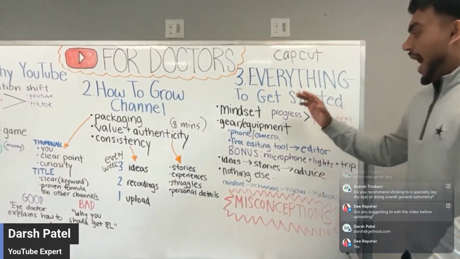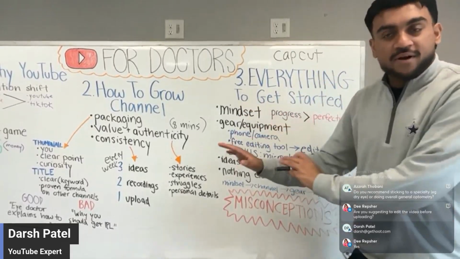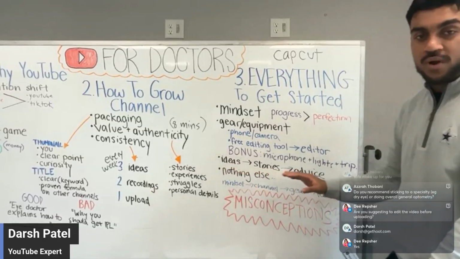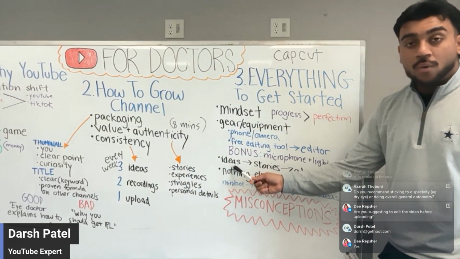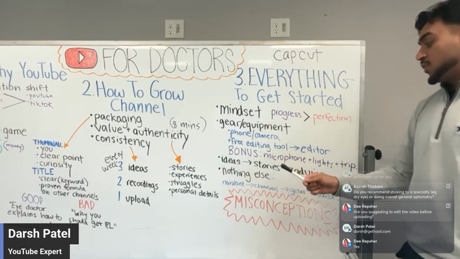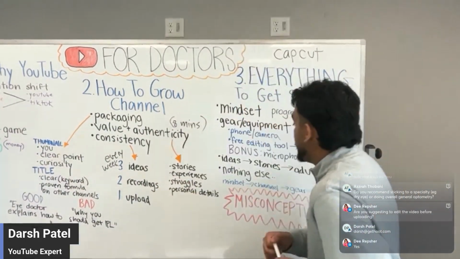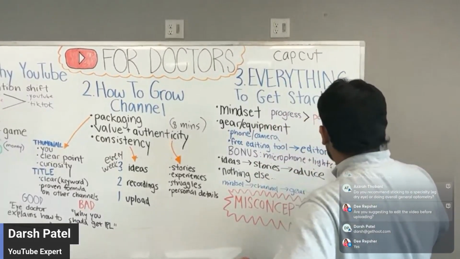So after you have your mindset correct, after you have the right gear, again, very simple, all you have to have next is ideas, okay? This process right here. You have to have ideas that will go into stories, that will go into advice. You'll say, Darsh, what does that even mean? I will actually draw this out for you. I'm going to draw this out for you. So, ready? I'm going to erase this.